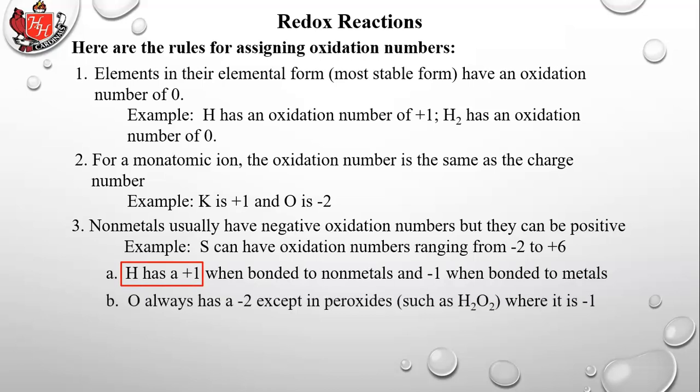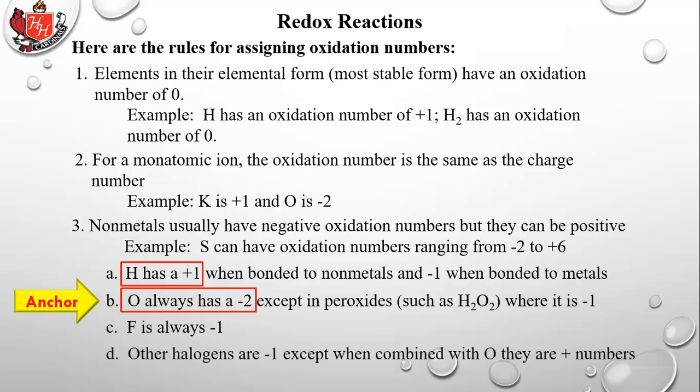Oxygen always has a -2 except in peroxides such as H2O2 where it is a -1, but you're almost never going to come across a peroxide. So oxygen is always a -2, and we're going to call that the anchor. Whenever you start doing an analysis, and you'll see examples of this in just a few moments, you're going to start with oxygen and anchor that at -2, each oxygen atom at -2. Fluorine always is a -1. And other halogens are -1 except when combined with oxygen, then they are positive numbers. So it's a lot, you don't need to remember this, there will be a list given to you with this on it.